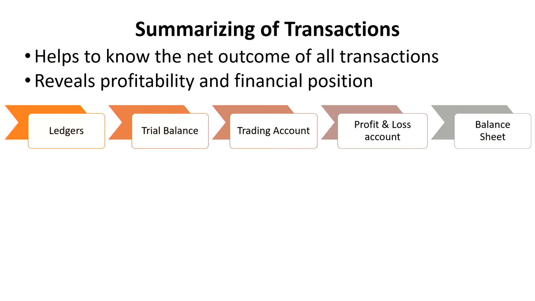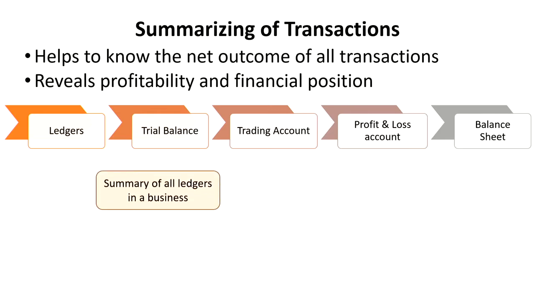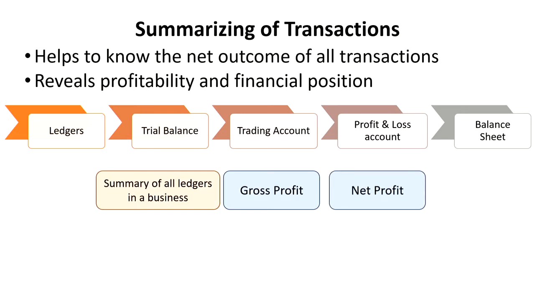Now, trial balance is referred to as a summary of all the ledgers in a business. So, whatever balances the ledgers have, those balances will get transferred to the trial balance. Following this, trading account gets prepared. Trading account is prepared to determine the gross profit of the firm. After trading account, we prepare profit and loss account. Profit and loss account is prepared in order to determine the net profit of the firm.